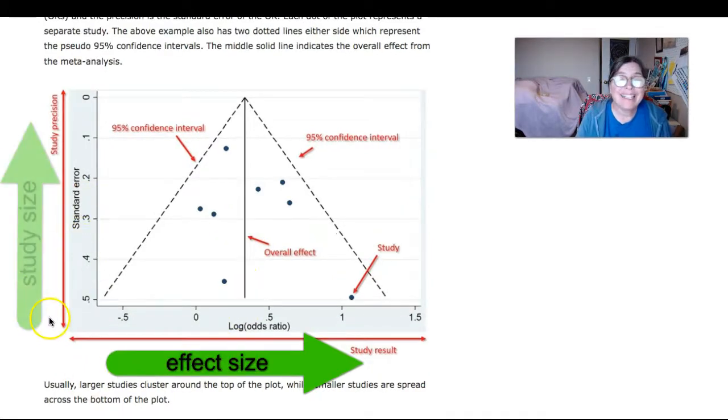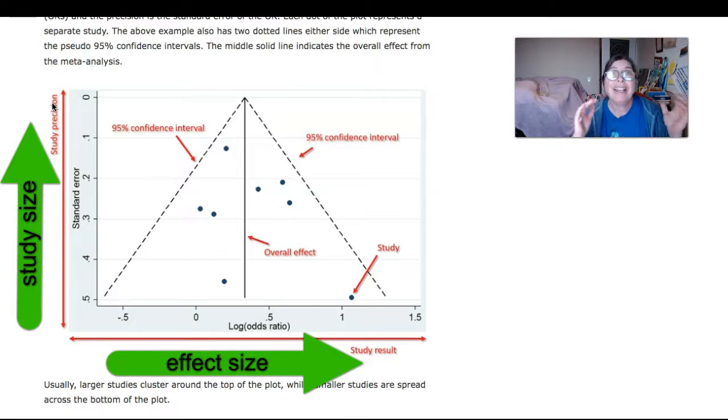And on the y-axis is the study size or the study precision. The y-axis could be a measure of literally the number of participants in the study, or it might be the standard deviation of the study or the standard error, like this one is. But the main point is higher on the y-axis are the bigger studies. The bigger studies have more participants, they'll have less error, they'll be more precise. So they'll be up here.